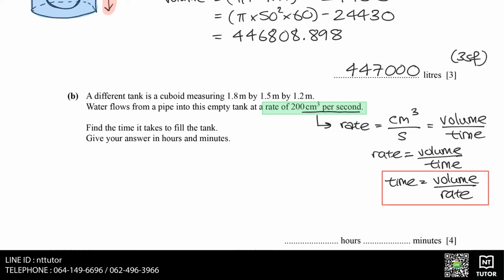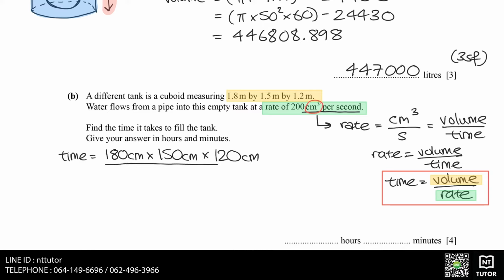The question already gave us the dimensions of the cuboid, which we can use to find the volume, and it already gave us the rate. So we have everything we need to calculate the time it takes to fill the tank. The unit of the rate is centimeters cubed per second, so when we find the volume, we should be converting the meters into centimeters. So when we do the volume in centimeters cubed divided by the rate in centimeters cubed per second, we get the time taken in seconds, which we need to convert into hours and minutes.